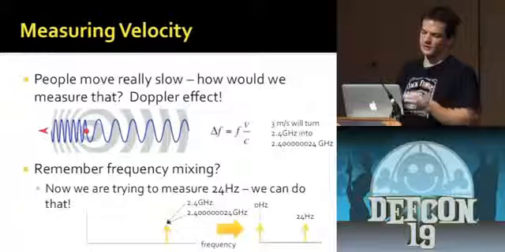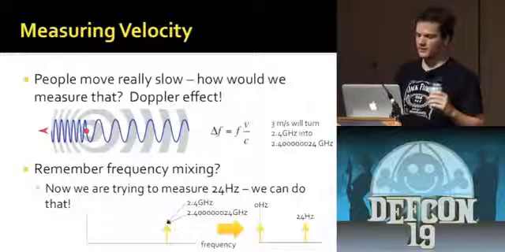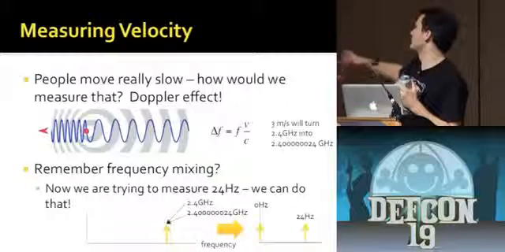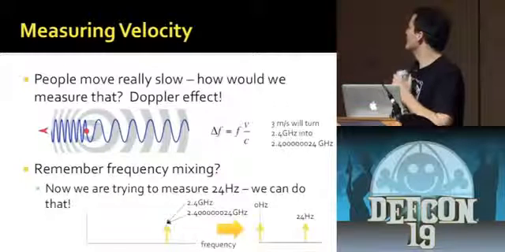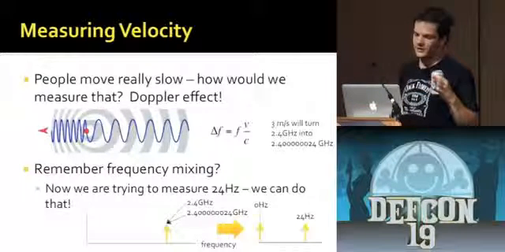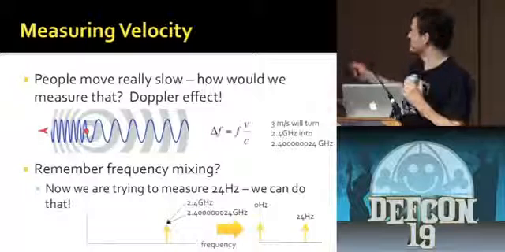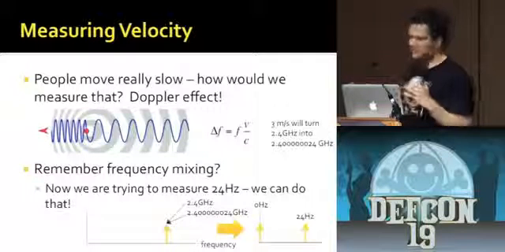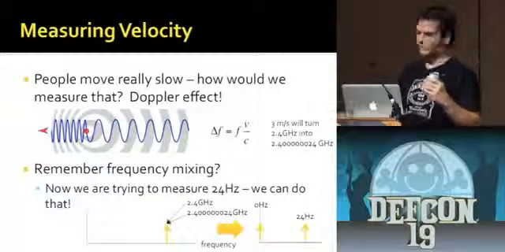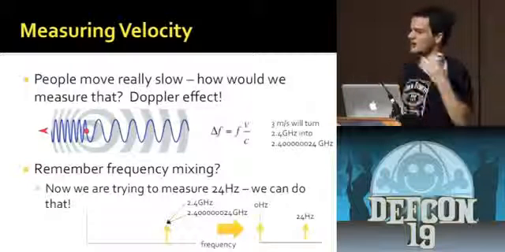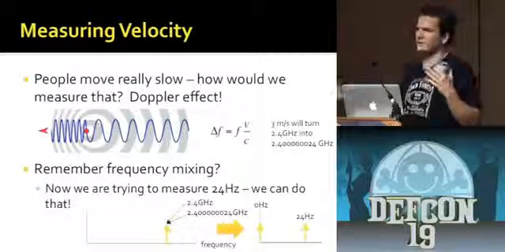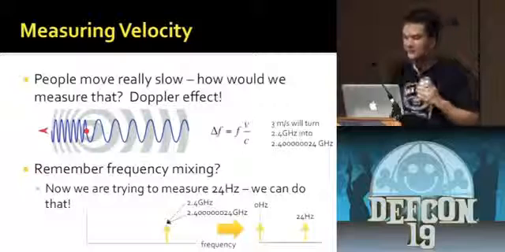So if we had a 3 meters per second signal, we're turning that 2.4 gigahertz into 2.4 gigahertz plus 24 hertz. That's going to be pretty hard to differentiate. But if we have a really good 2.4 gigahertz reference, we can just mix with that, and we get out 24 hertz. And I can see that on a scope pretty easily. I can measure that, and then I know pretty accurately how far away the target is.